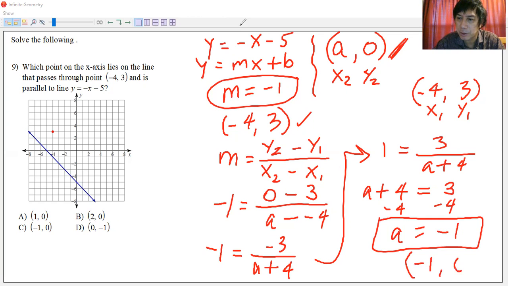Negative 1, 0. There. Okay. So negative 1, 0. And we can find this in the choices. That looks like letter C. There. So that should be the answer. Okay. All right. Now you can also do a graphical solution.